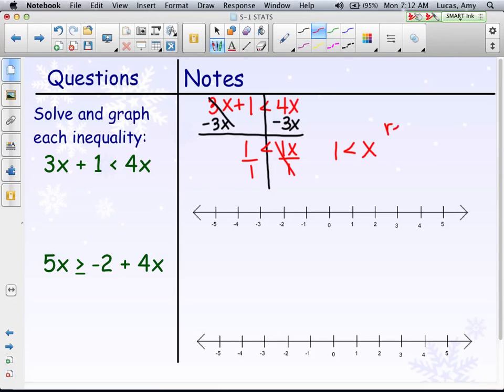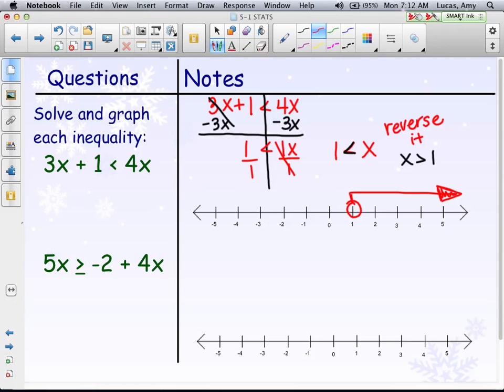Now I do need to reverse it because the x is on the wrong side. So my symbol, it's opened up at the x, so I'm going to keep it opened up at the x. So x is greater than 1. Open circle, because there's not an equal underneath my symbol.